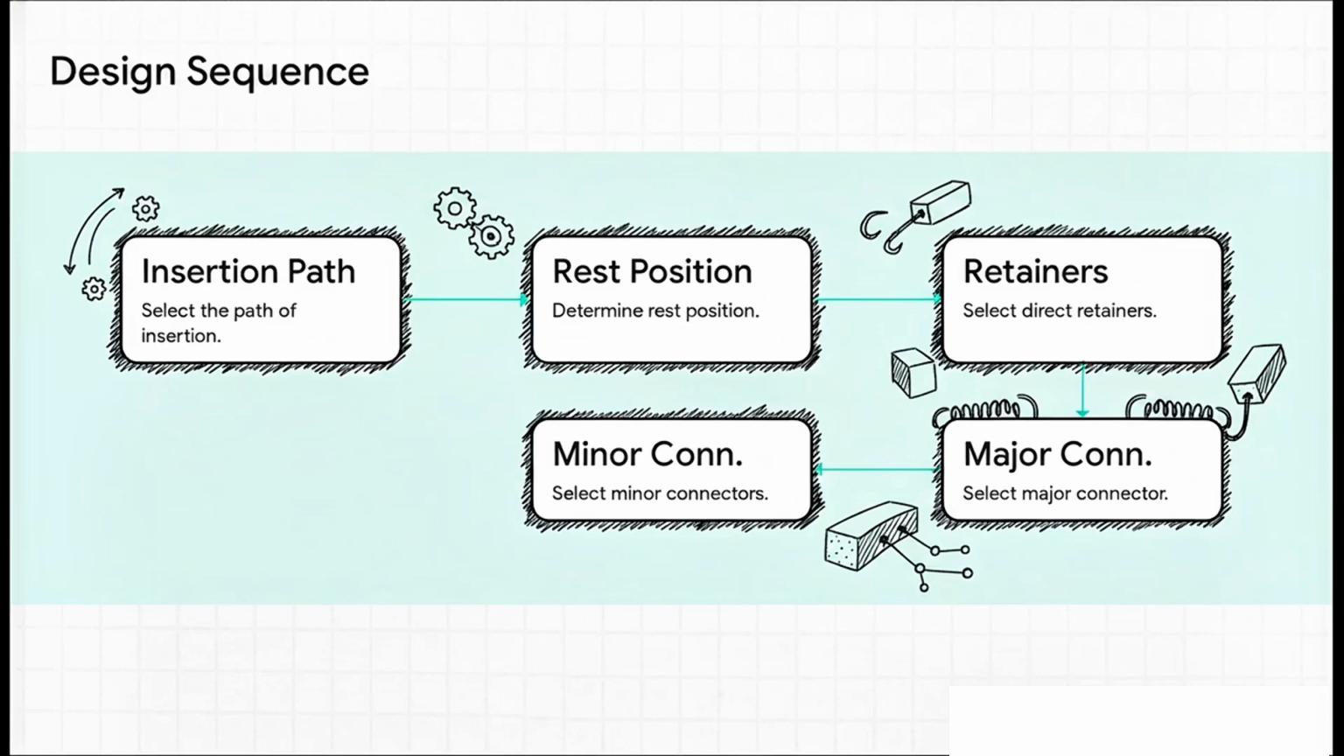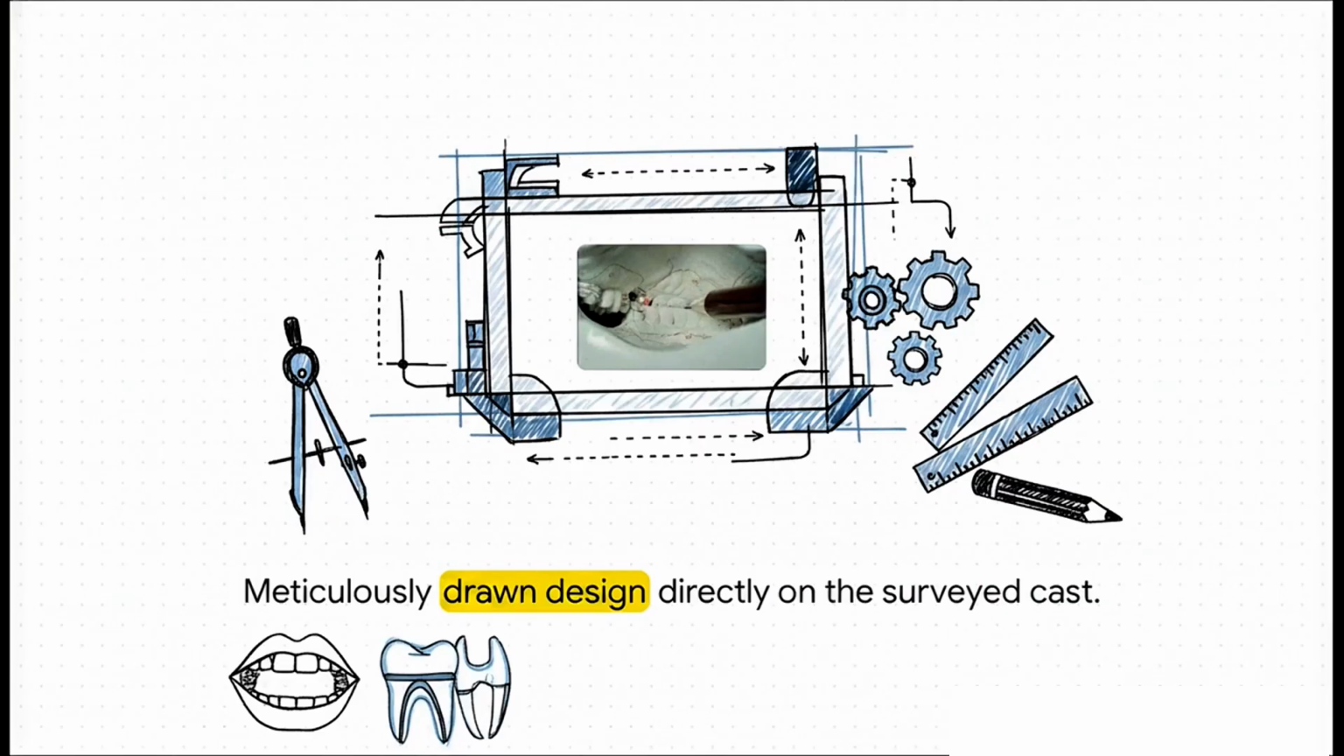First up, you select the specific mathematical path of insertion, literally how the denture will slide into place. Then, you lock in the rest positions. Third, you pick those stress-releasing direct retainers. Fourth, you plot your major connector beam. And finally, you draw the minor connectors that link it all together. It has to be done in this exact order. No skipping ahead. And all of that builds into the final product, the blueprint itself.